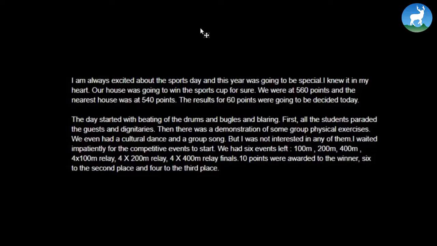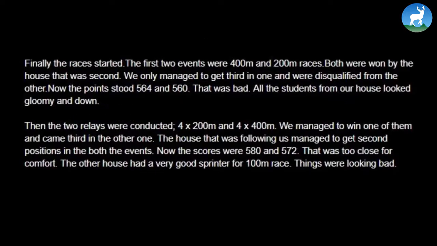We had 6 events left: 100 meter, 200 meter, 400 meter, 4 times 100 meter relay, 4 times 200 meter relay, and 4 times 400 meter relay finals. 10 points were awarded to the winner, 6 to the second place, and 4 to the third place. Finally, the races started. The first 2 events were 400 meter and 200 meter races.